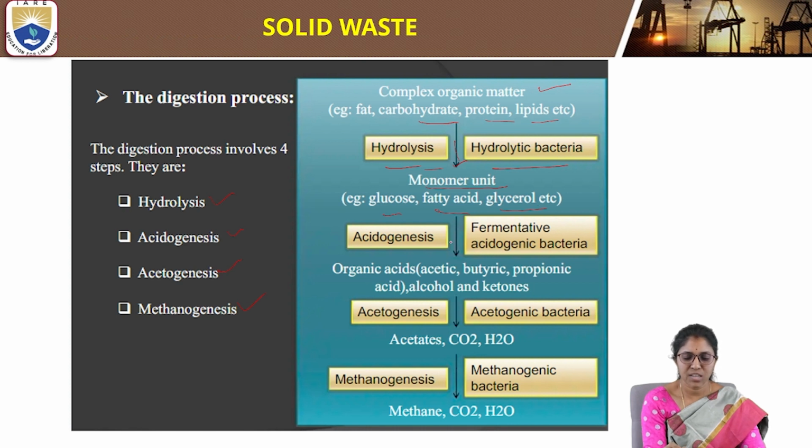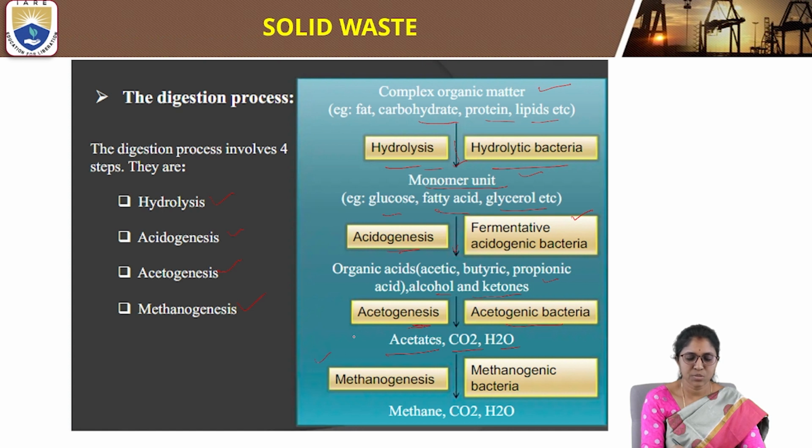The second step is the acidogenesis process. This takes place in the presence of fermentative acidogenic bacteria. The monomeric units, glucose, fatty acid and glycerol, are converted into organic acids, for example acetic acid, butyric acid, propionic acid, and also alcohol and ketone. In the third step, acetogenesis, which takes place in the presence of acetogenic bacteria, these organic acids, alcohols and ketones are converted into acetates, carbon dioxide and water.